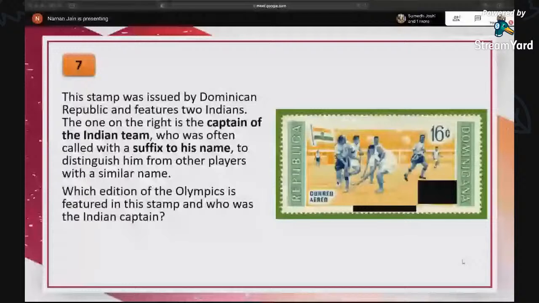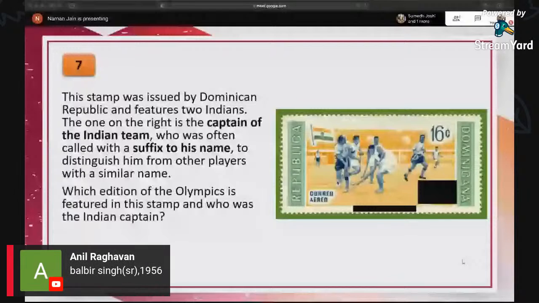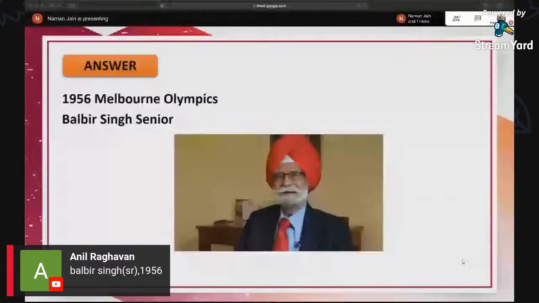Balbir Singh Senior, 1956. Yes, Balbir Singh Senior, 1956. It's not 1952. It's 1956 Melbourne Olympics. And the person is, of course, Balbir Singh Senior, the Indian hockey legend, one of the greatest forwards to grace the game, who scored a lot of goals even after appearing in very few matches. So the two parts are Balbir Singh Senior, and he was the captain of the Indian men's hockey team in 1956 Melbourne Olympics.